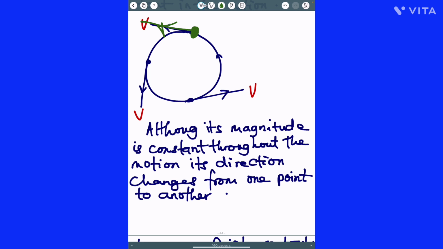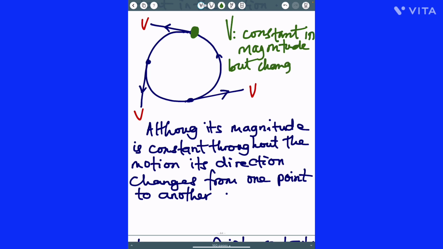So that means this speed, its value remains the same. Its magnitude is constant. It is constant in magnitude. Linear speed is actually constant in magnitude, but what?